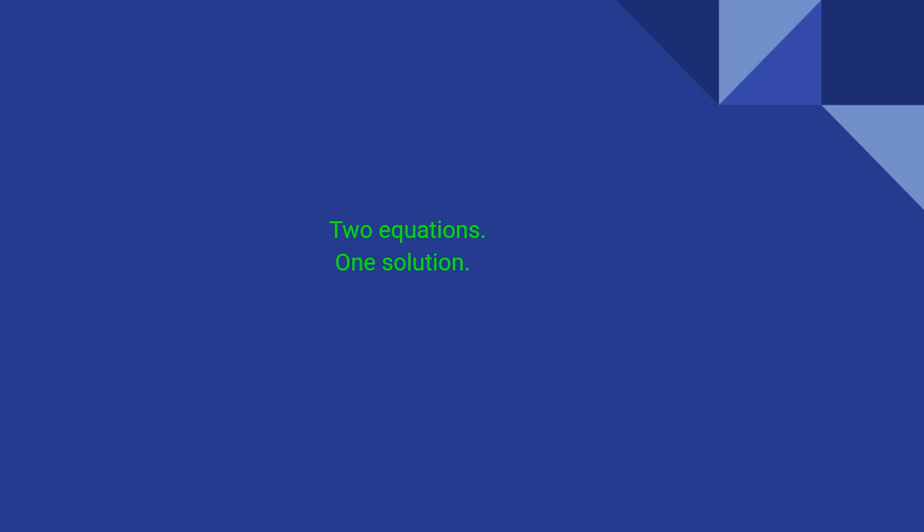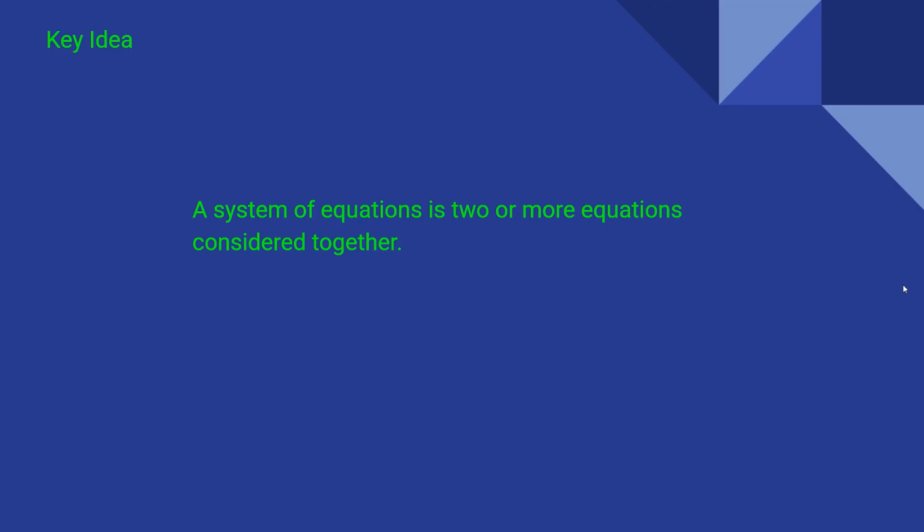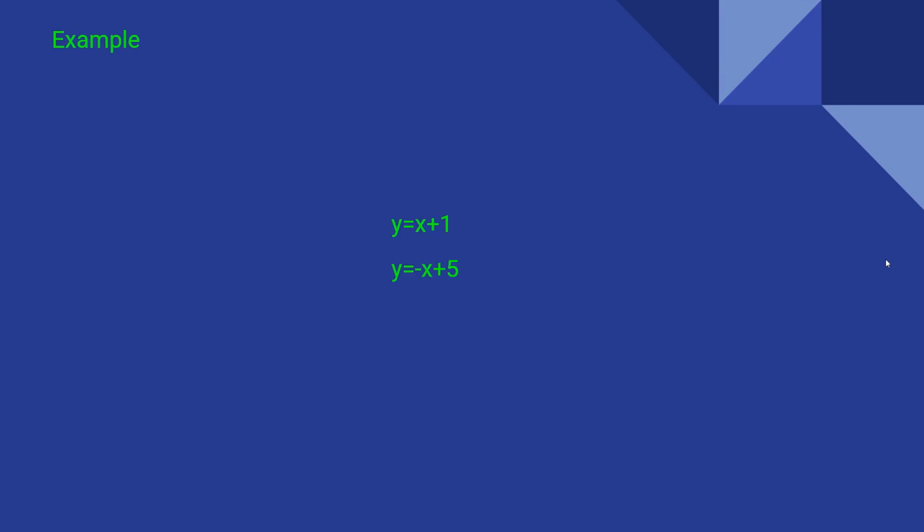Two equations, one solution. A system of equations is two or more equations considered together. In this example, it is y equals x plus 1 and y equals negative x plus 5.